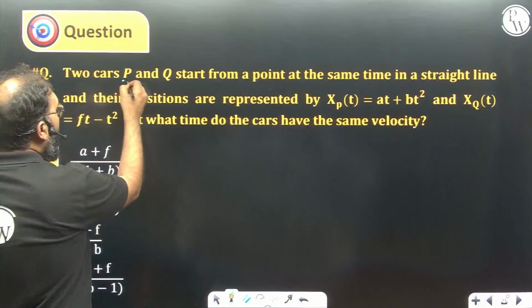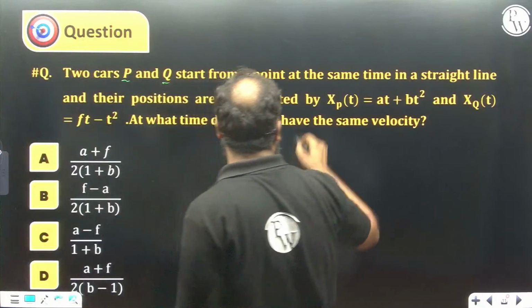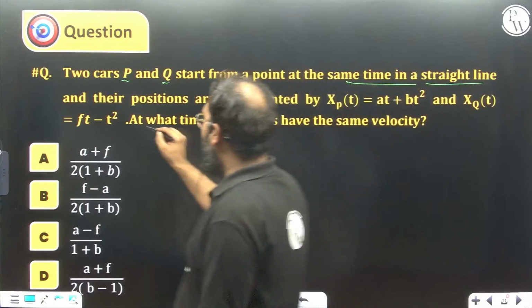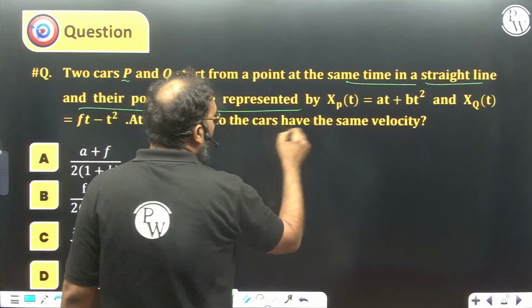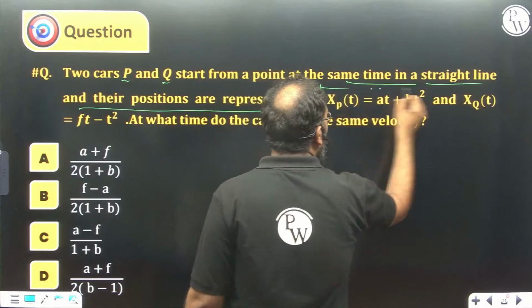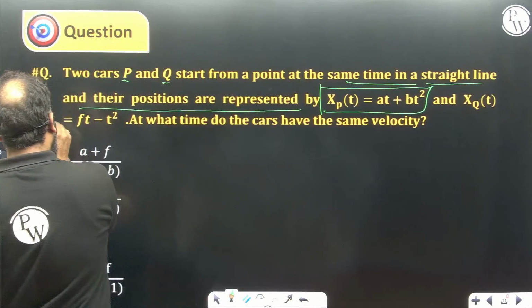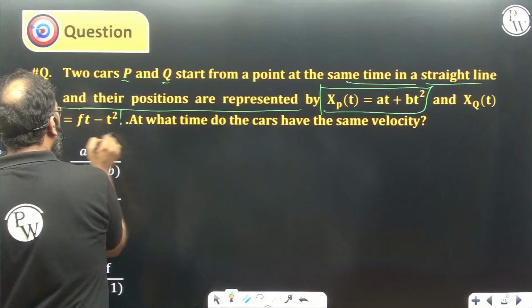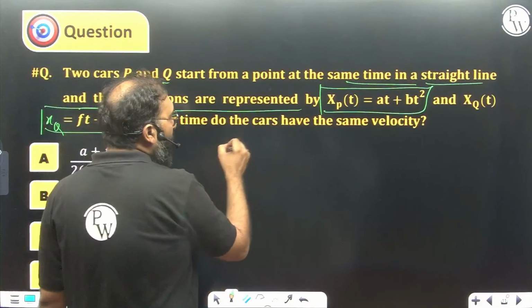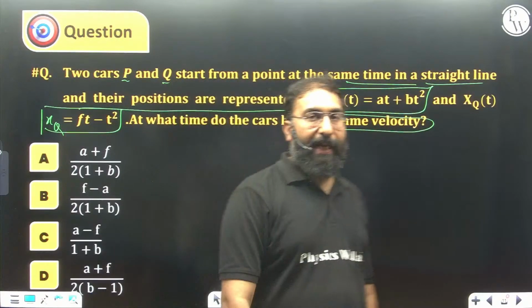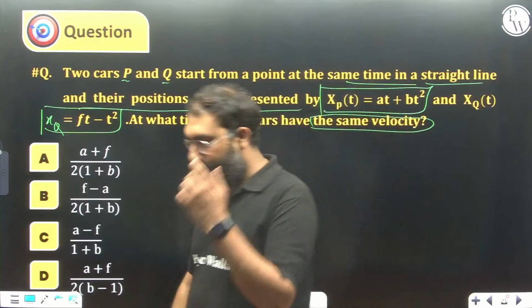Two cars P and Q start from a point at the same time in a straight line, and their positions are represented by this. So this is the position of car P and this is the position of car Q. At what time do the cars have the same velocity? It's asking what is the time when the velocity of the two cars is the same.